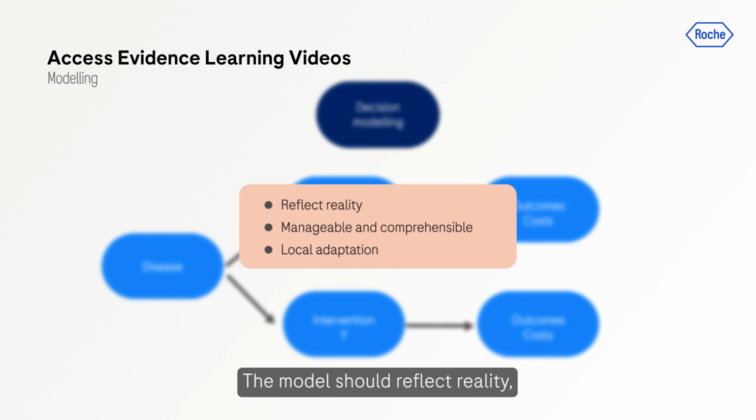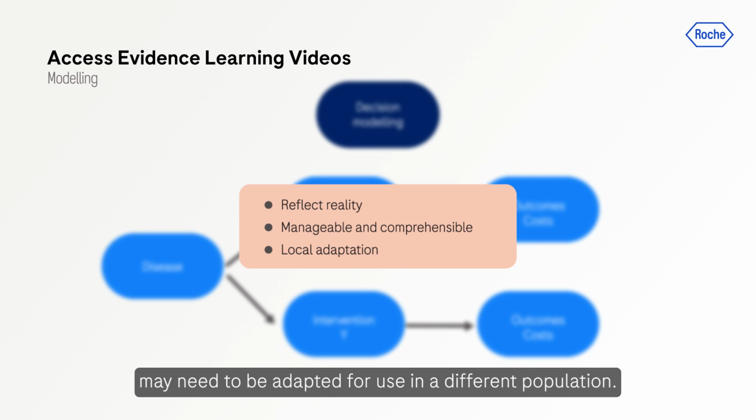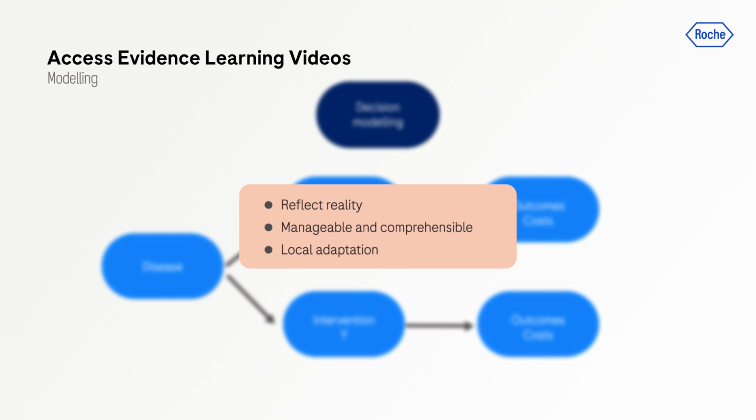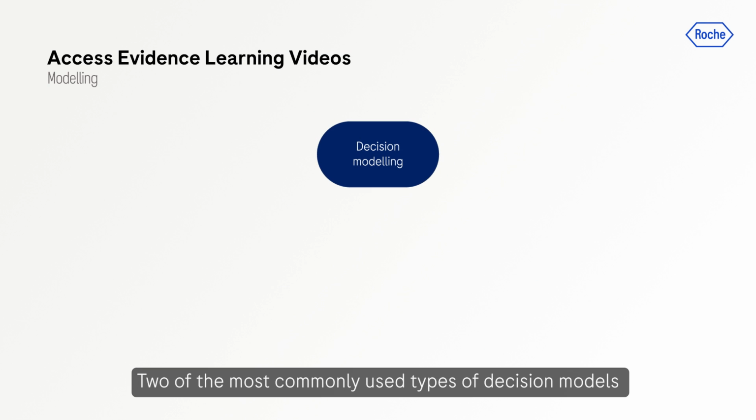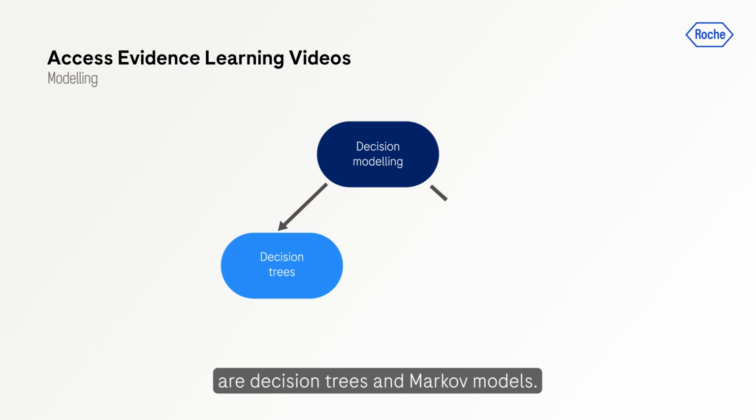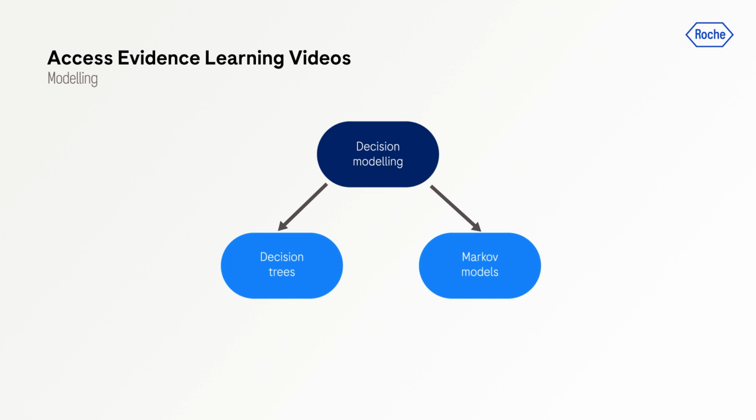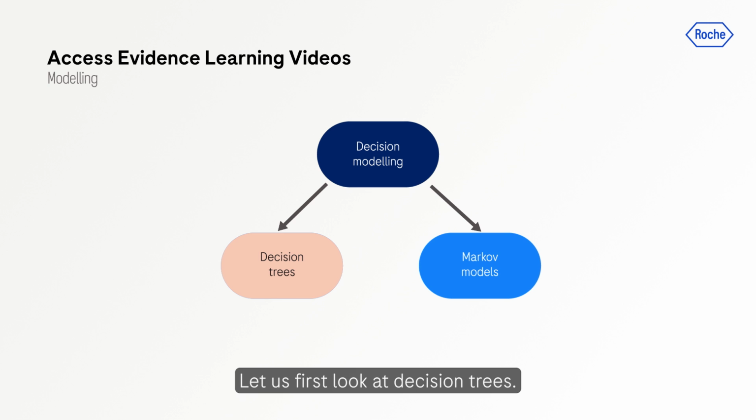The model should reflect reality, but justifiable simplifications may be made to keep it manageable and comprehensible. It is also important to remember that a model developed for one population may need to be adapted for use in a different population. This is because costs and resource use may vary. Two of the most commonly used types of decision model are decision trees and Markov models. Let's first look at decision trees.